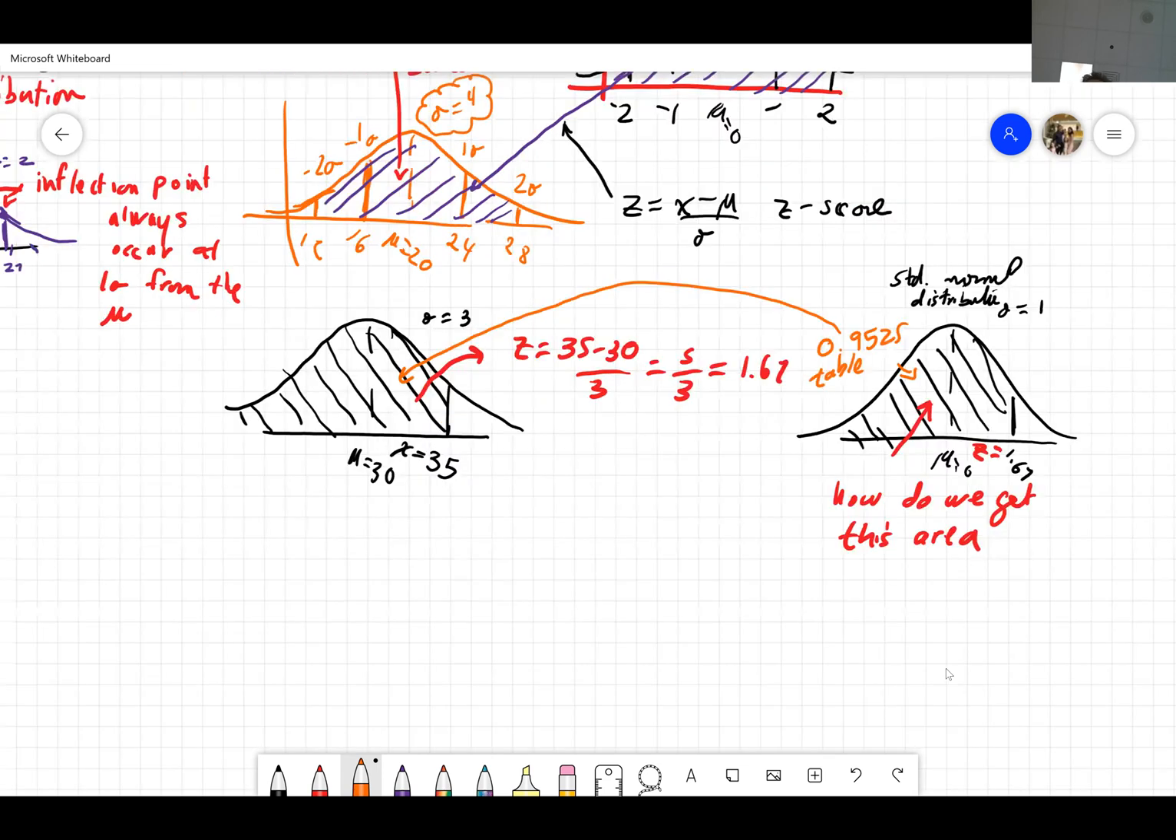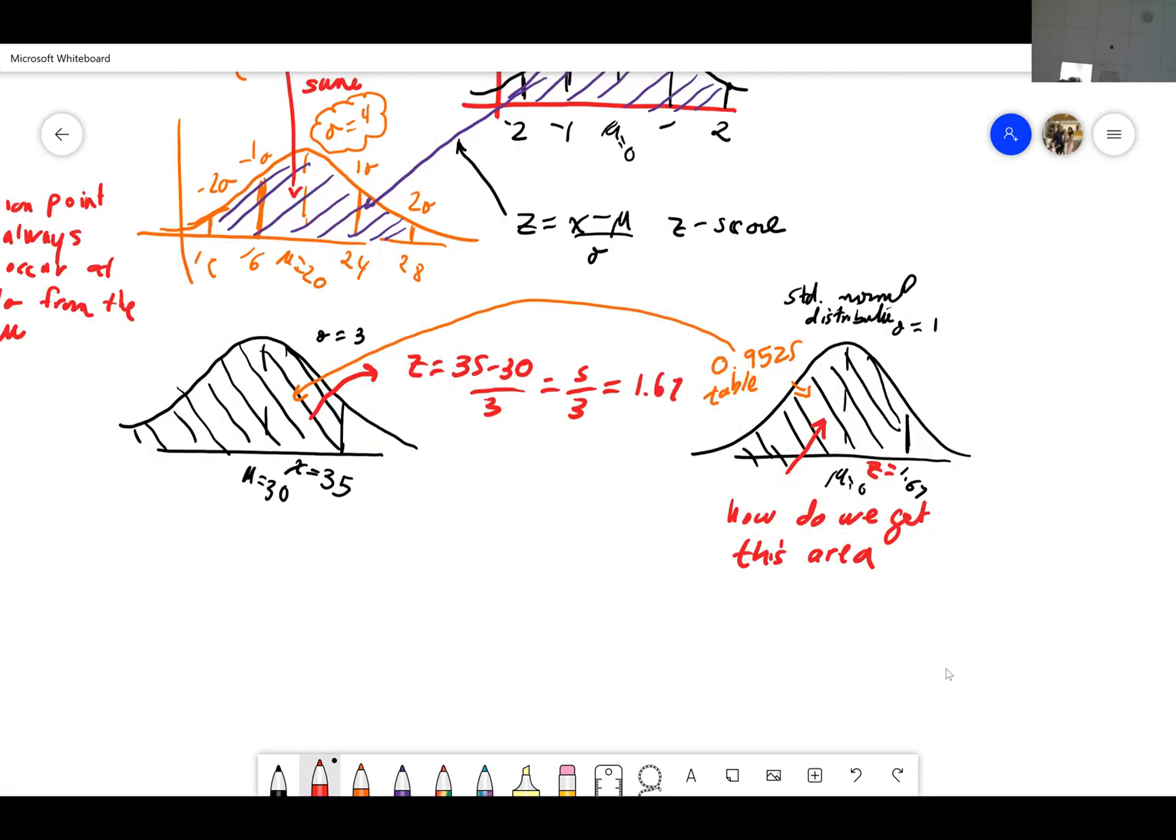Okay, so quick question though. What if I'm not interested in this area? I'm interested here. What do I do if I want that? If I want that area, what should I do? What's the area under the whole curve? What do we say the area for the whole curve was? Simple number. What is it? 1. So if I want to figure out to the right of that, and I know to the left is 0.9525, what would I do? I would take what? 1 minus 0.9525.